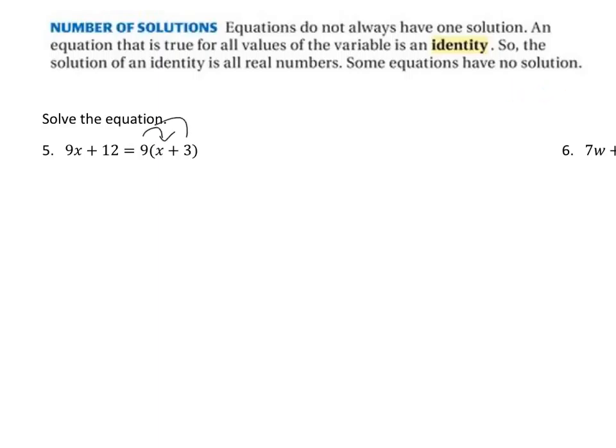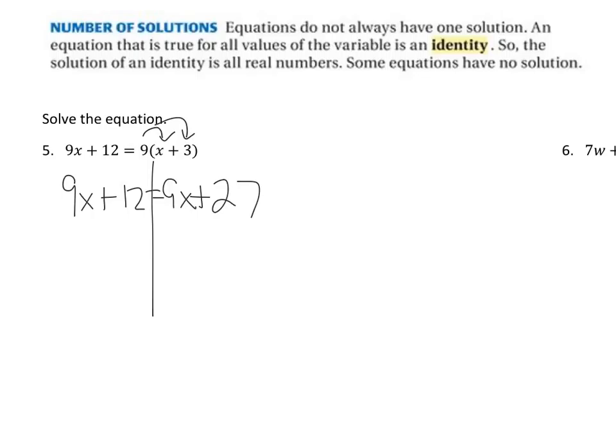Distribute the 9. You get 9x plus 12 equals 9x plus 12. Now you should see, there's something going on here. Oh, sorry. Not 12. 9 times 3, not 12. What's 9 times 3? 27. I was just getting so excited I thought it was going to be something else. So they're not the same right now.